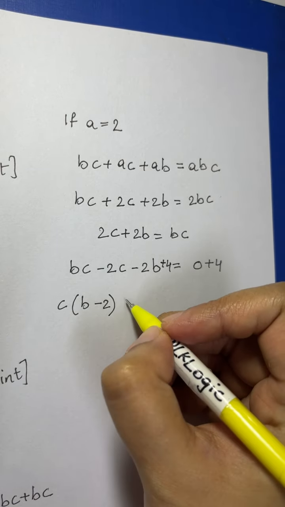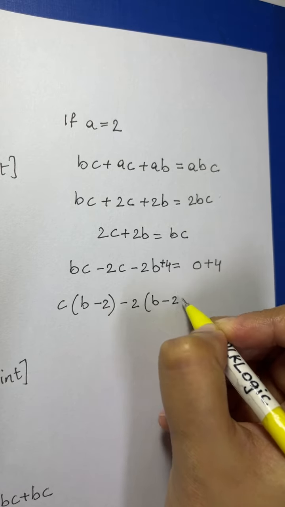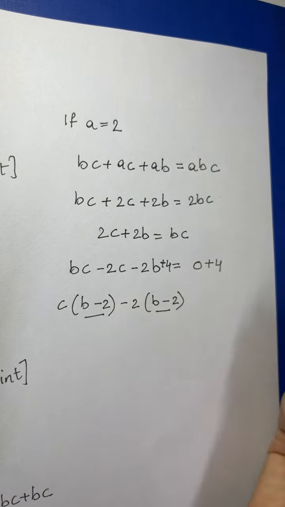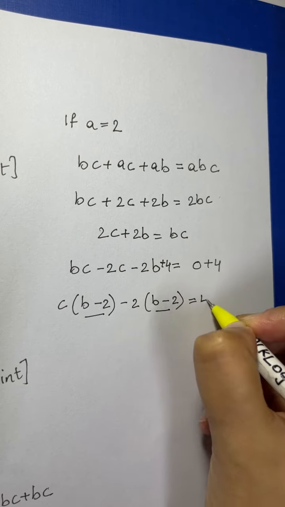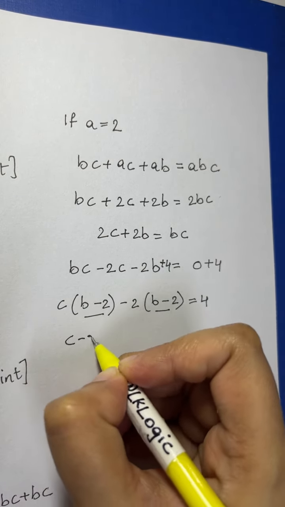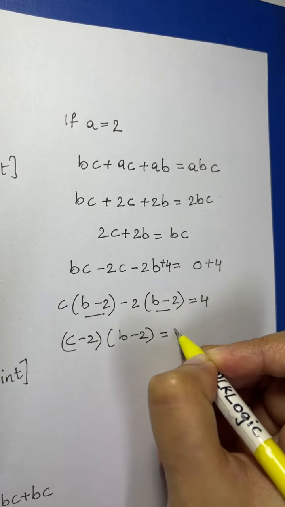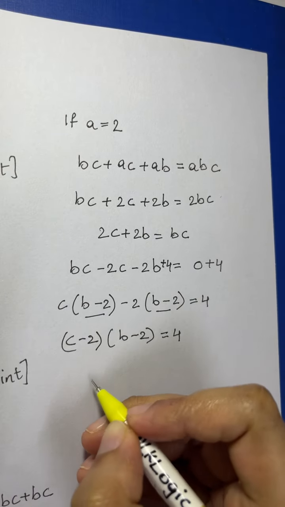Because if we take out minus 2 common, we are left with B minus 2, and that's the factor which we can take out common. So you have 4 here. Now you can take out, that's C minus 2 times B minus 2 is equal to 4. Then what do we have?